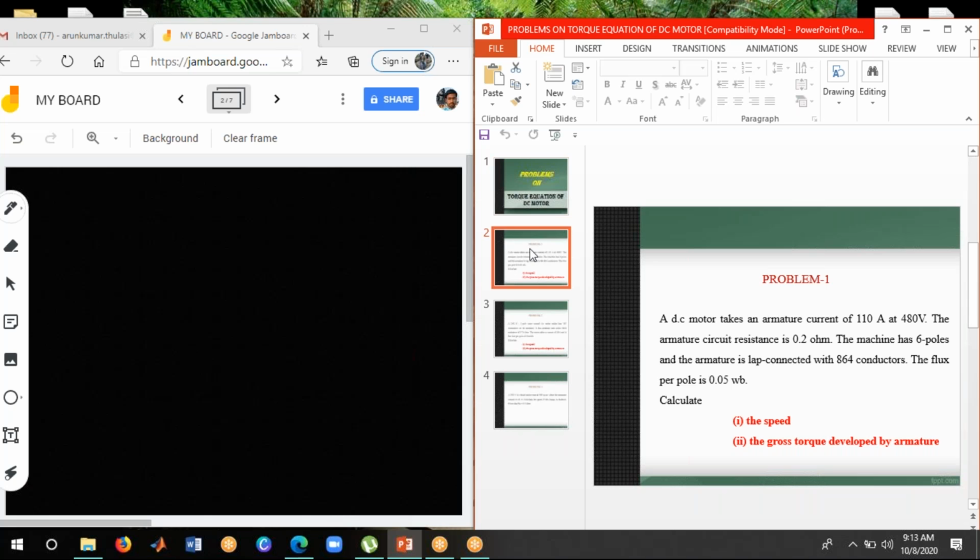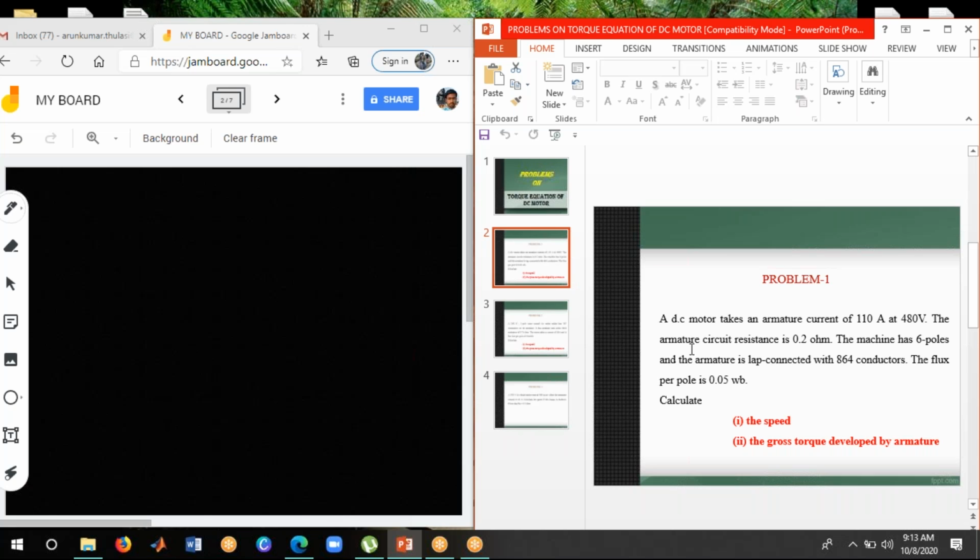Now we'll see the first one. A DC motor takes an armature current of 110 amperes at 480 volts, right? The armature circuit resistance is 0.2 ohms. The machine has 6 poles and the armature is lap connected with 864 conductors. The flux per pole is 0.05 Weber. Calculate the speed and the gross torque developed by the armature.